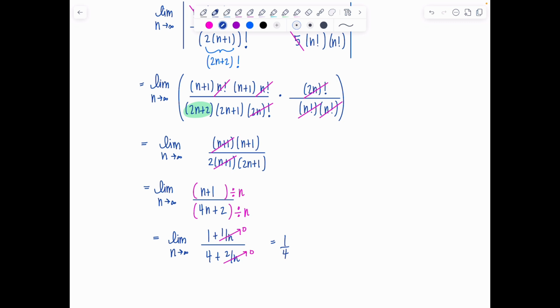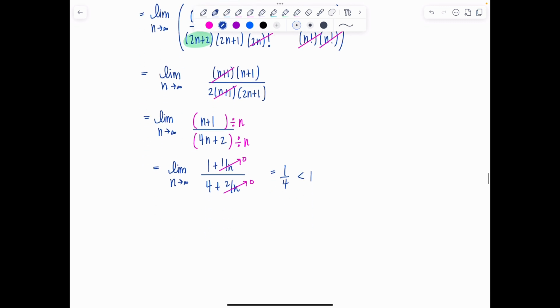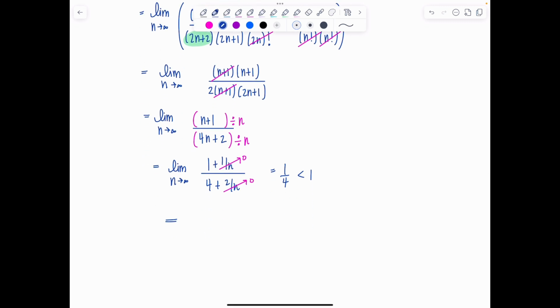I just did ratio test, so I always compare this limit to 1. 1/4 is less than 1. So that tells me that the sum, n equals 1 to infinity of (5 times n factorial) squared over 2n factorial converges, since the limit was less than 1, by the ratio test. Good?